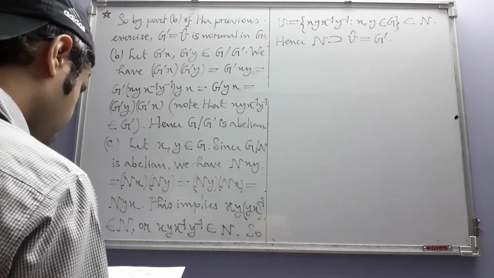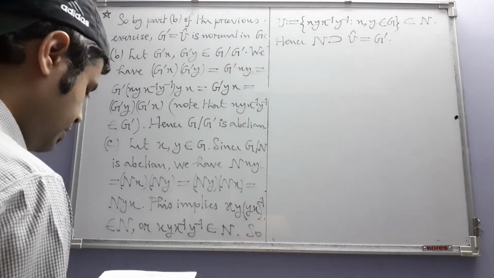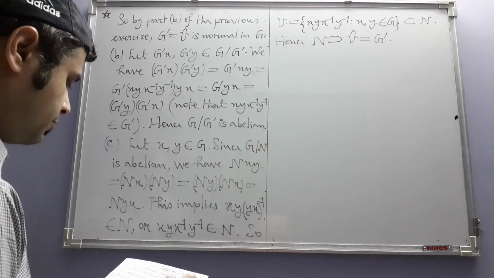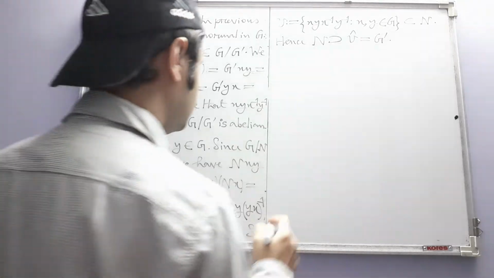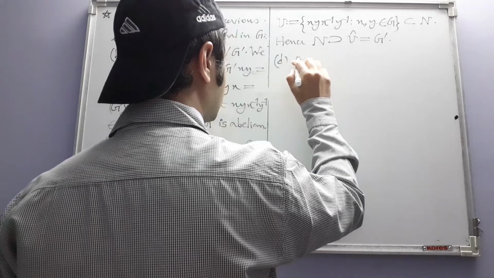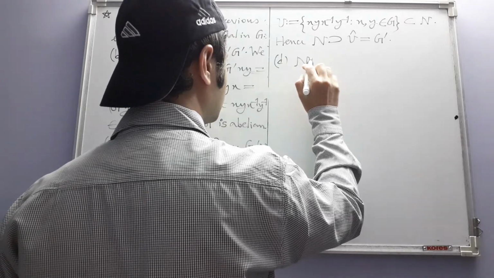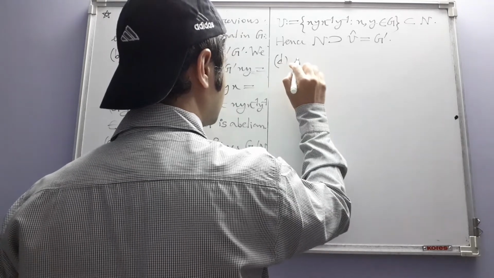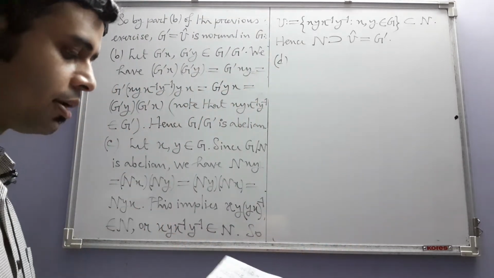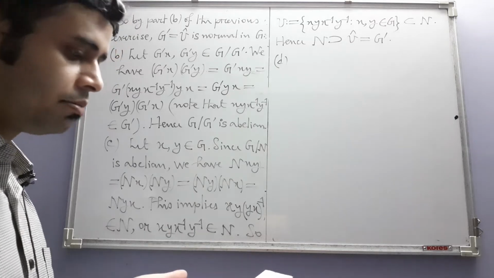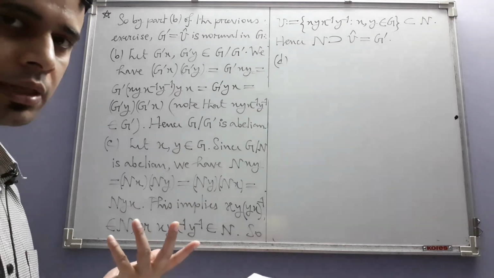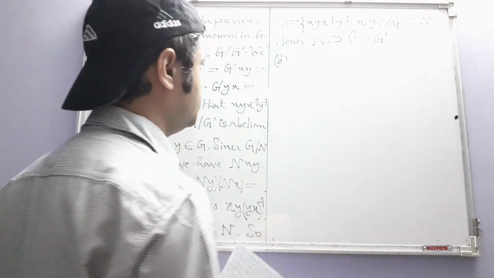And finally, it is given that H is a subgroup of G that contains G prime, then we have to prove that H is normal in G. Okay, so the hypothesis is already given. We already have the statement that H is a subgroup of G that contains G prime. We now have to show that H is normal in G.